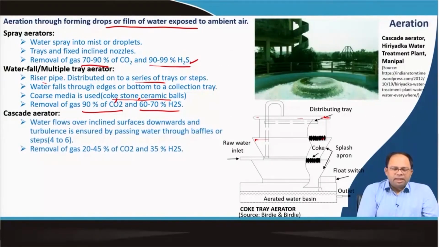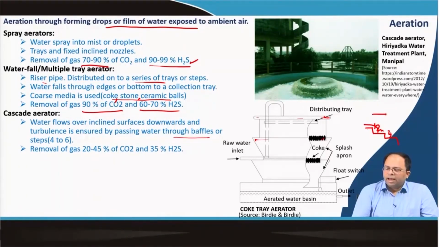Then we have got cascade aerators. Water flows over an inclined surface downward, and turbulence is ensured by passing water through baffles or steps. So, because it is a cascade, automatically when the water falls down there is a lot of turbulence over here, and that actually results in mixing of water with air. So, either this could be steps like that, or we can have baffles of different sizes. So, that means the water jumps over that. So, that also actually results in this cascade flow.